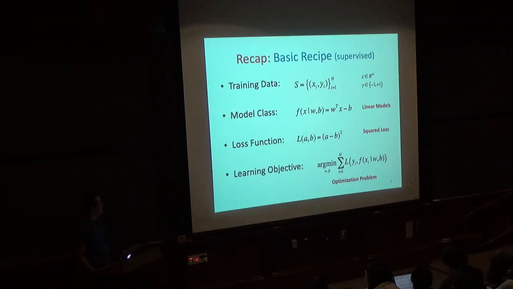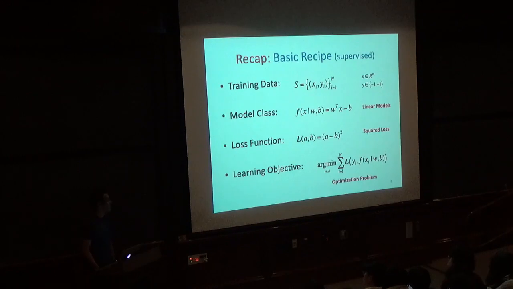Then we need a definition of a model class. So what is the class of models that we will be learning over? In the simplest case, we'll use linear models, and we'll keep with linear models this week and next week, and we'll move on to nonlinear models in week 3. The loss function is also something that we need to specify. It characterizes the mismatch between the supervised target and the prediction that our model makes. So in this simple example, it's squared loss, which means that if the true target is A and our model predicts B, then the penalty we pay is (A minus B) squared.